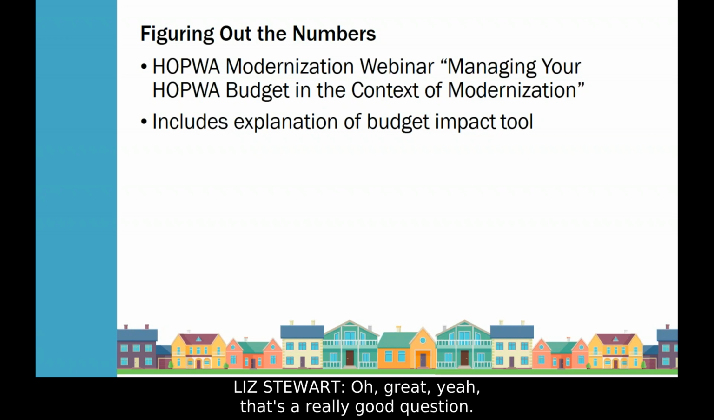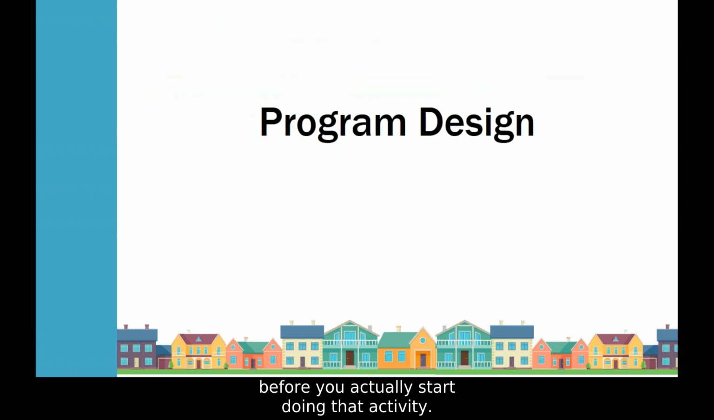Oh, great. Yeah, that's a really good question. One of the things I think overall with HOPWA Modernization, if you're thinking about adding any kind of new activity that you haven't done before, you want to make sure to look back at your Con Plan and your Action Plan and ensure that that activity is in there. If it's not, you're going to have to work to amend those plans to add that activity. So definitely reach out to your local field office about that so that, if you're determining, yes, we really could use Resource ID to help us understand our community needs, you would want to add that in there before you actually start doing that activity.